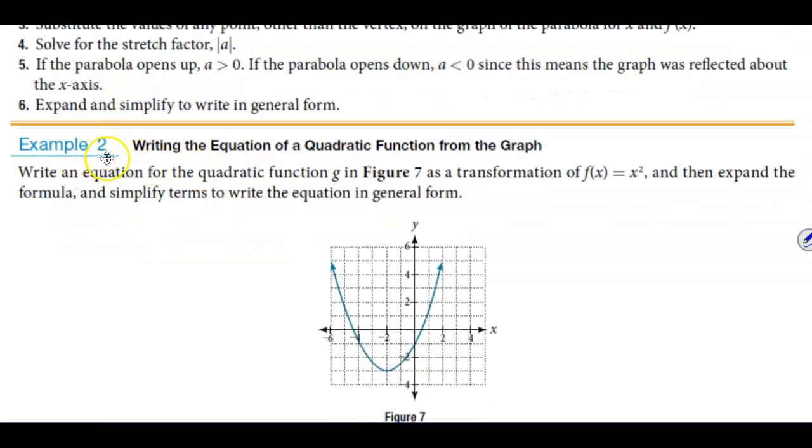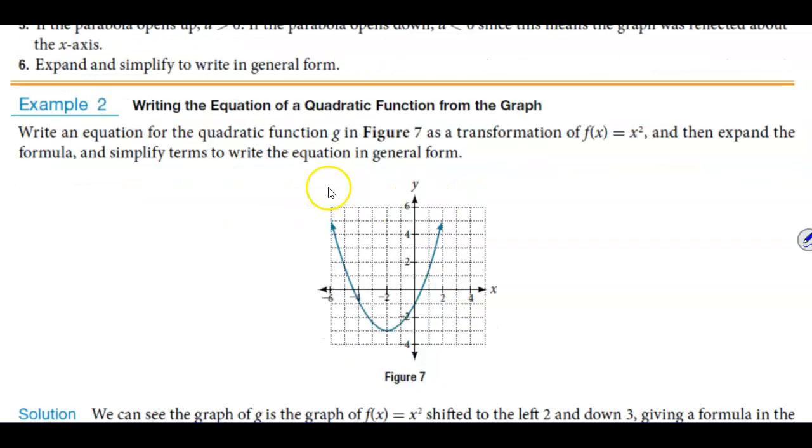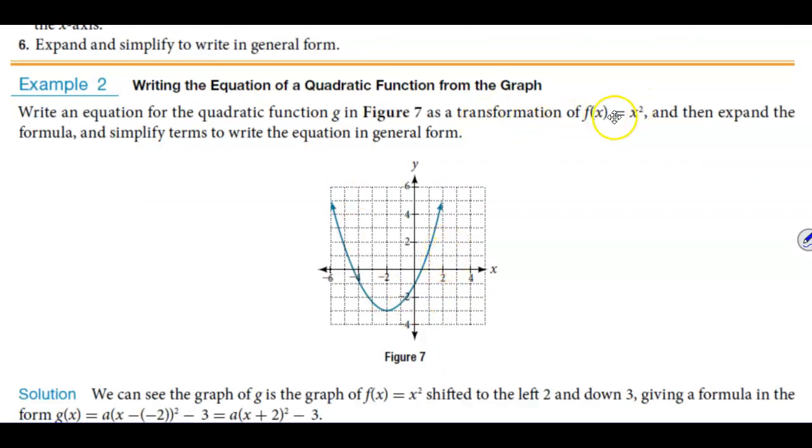For example number 2, we want to be able to write the equation of a quadratic function from the graph. So we want to write an equation for the quadratic function, which is called g in figure 7, as the transformation of f(x) = x². And then we're going to expand the formula and simplify terms to write the equation in general form. Now, because this is a parabola, this is the reason why it starts with a base of the form f(x) = x².